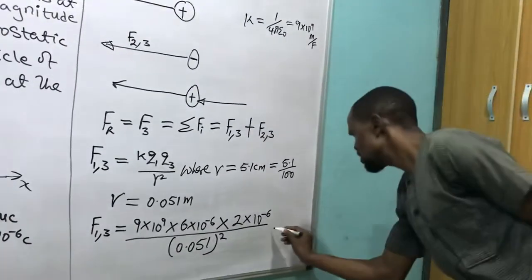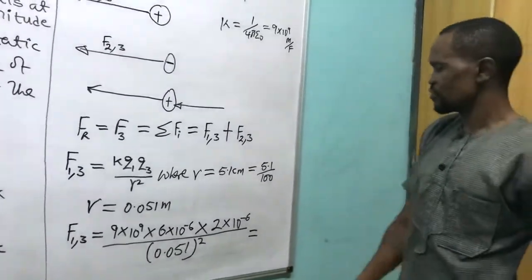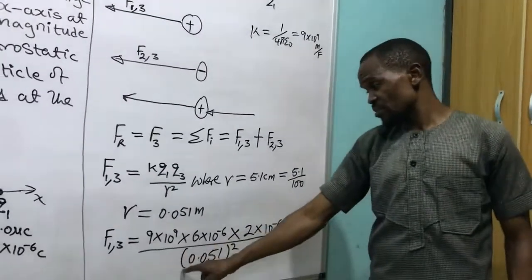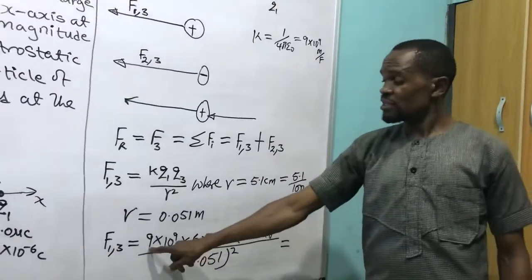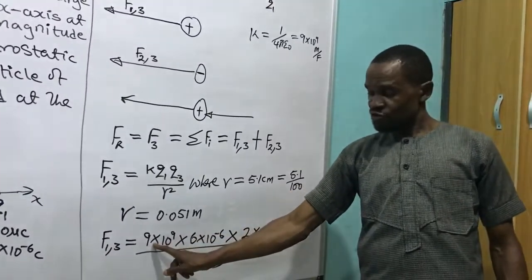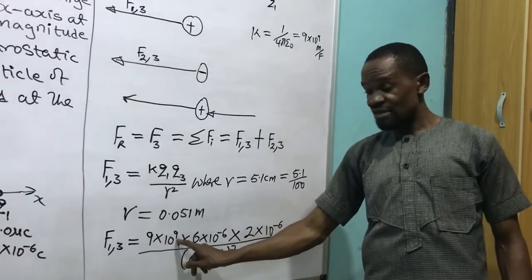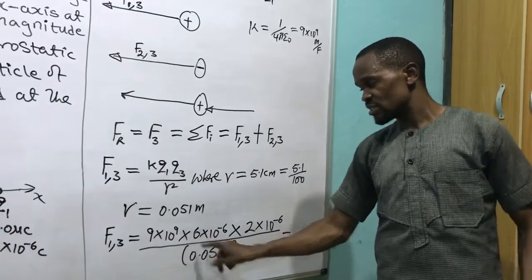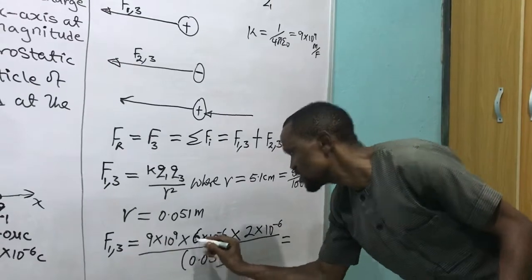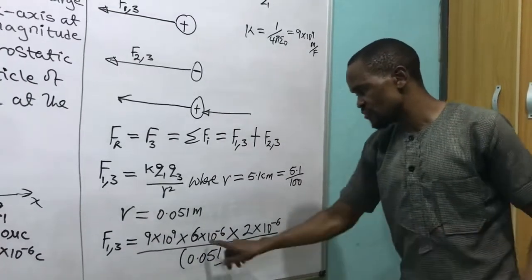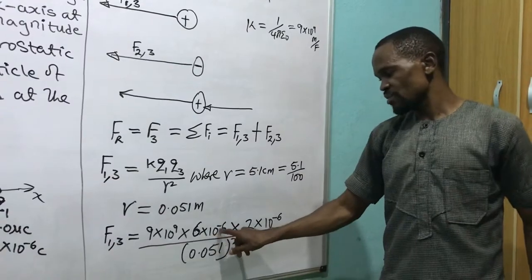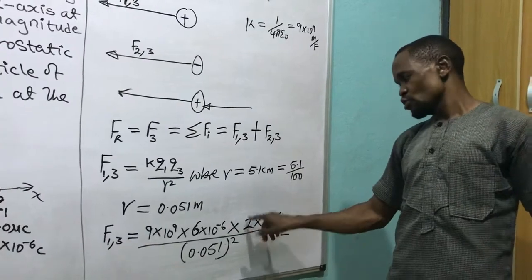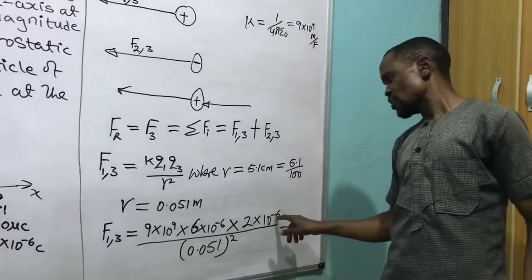Then how do you press this in your calculator? Well, bring out your calculator. Have you brought out your calculator? Open the bracket. Press 9, press shift, press log, press 9. Bring down your cursor. Press times, press 6. Then press shift, press log again, press minus 6. Then bring your cursor down. Press times, press 2, shift, log, minus 6.